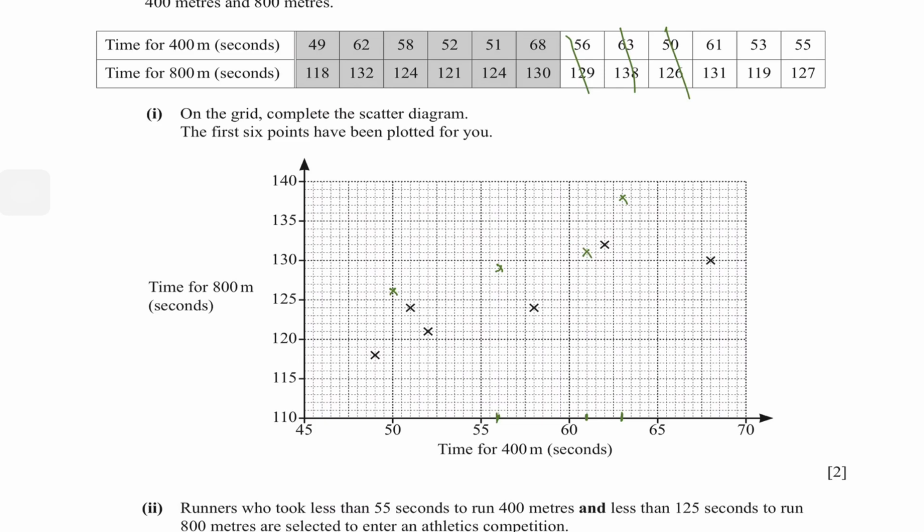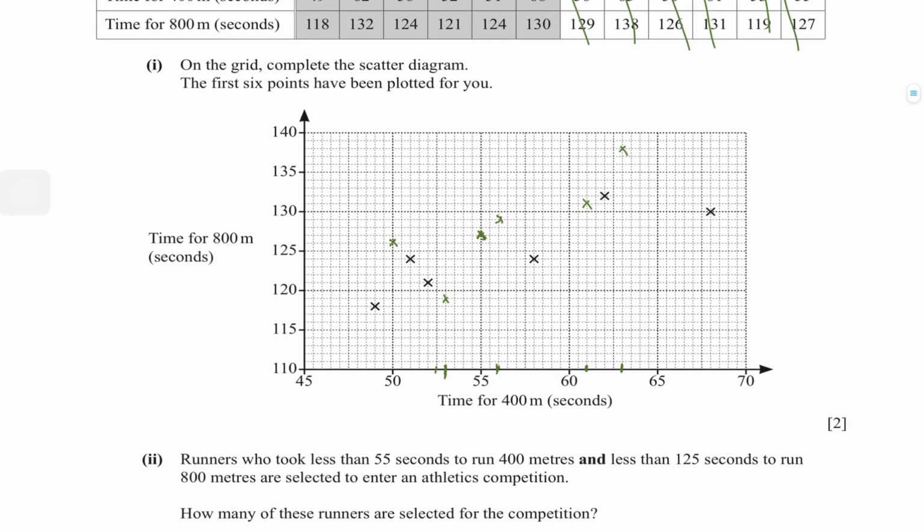Yeah. And then 53, 119. So 52.5, 53, 119 is going to be one block below 120. So that's going to be here. And then 55 and 127, so 55, 125, 126, 127. There you go. So now we have all these points and we get 2 marks for that. Do we? Yeah, we get 2 marks for that.